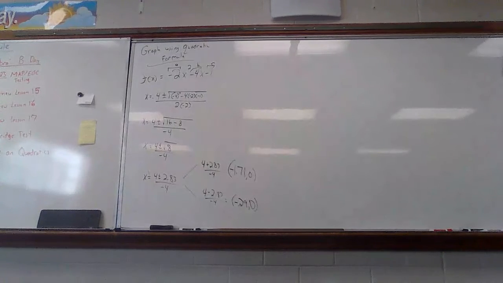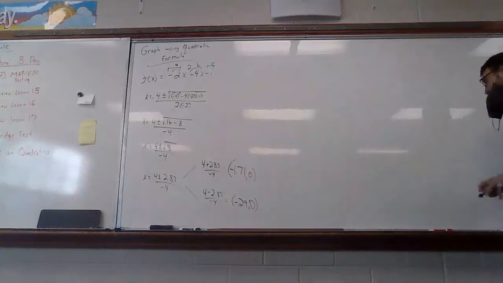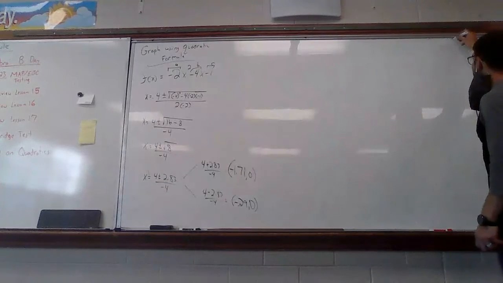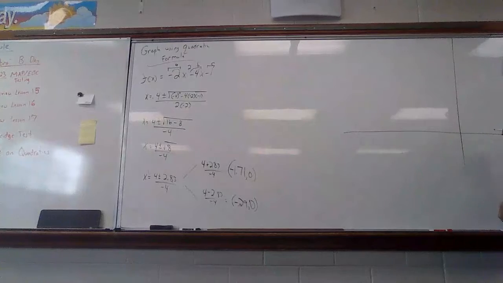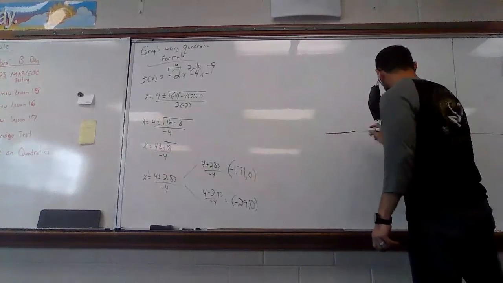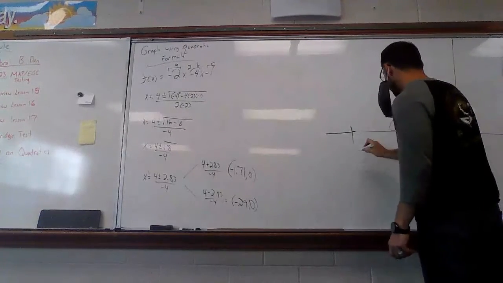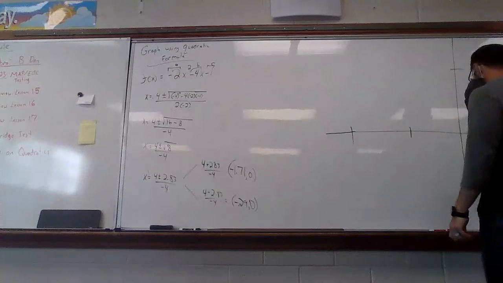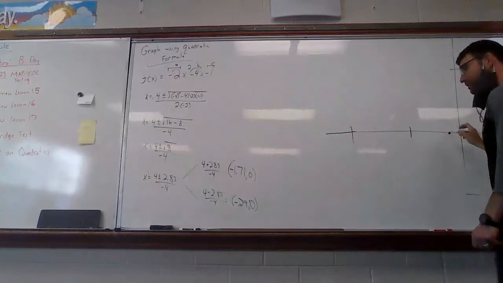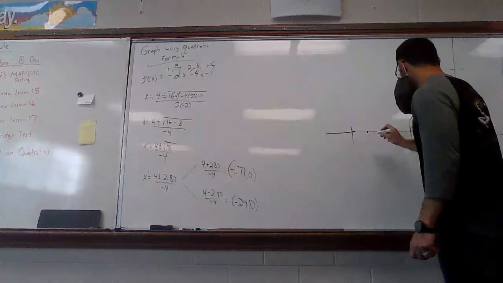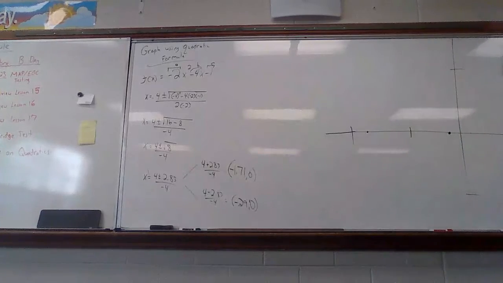Okay, so here's what we know so far. We have our graph, and I'm going to extend it this way so that we can have a nice 1, 2, 1, negative. We know that we're at negative 29 hundredths and negative 1 and 71 hundredths. Okay, is everybody good with that?